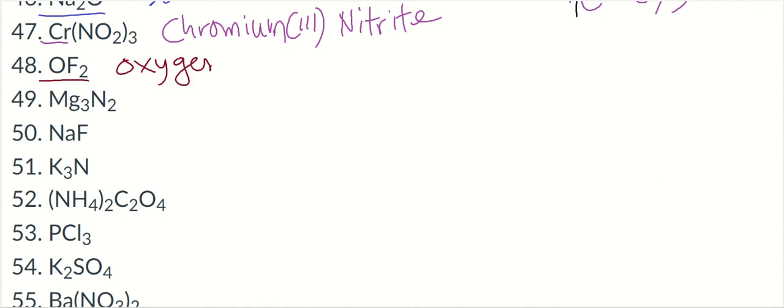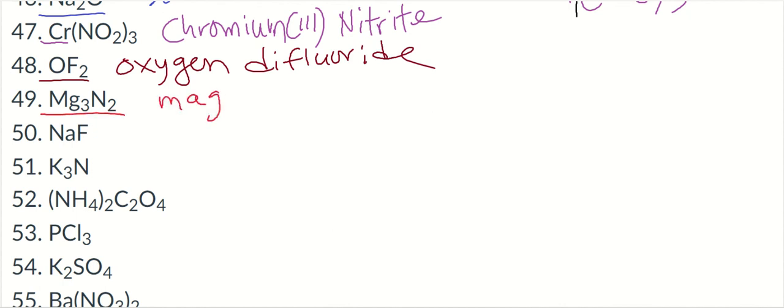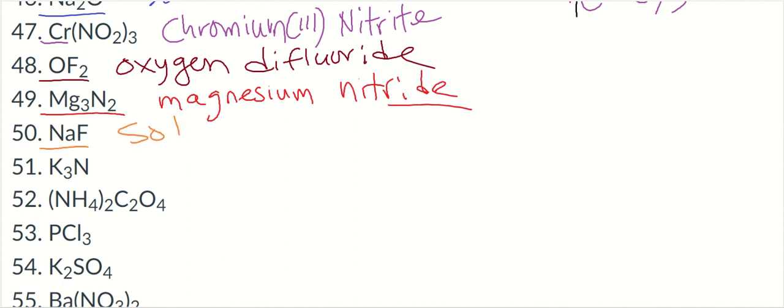Two nonmetals, oxygen, and drop the mono on the first name because we don't write mono oxygen, and difluoride. Magnesium is the name of the metal. Nitride, change nitrogen to end in IDE. That's all it is. There's another one. Sodium, just a cation name, and then the anion name with the IDE ending. That's all it is.